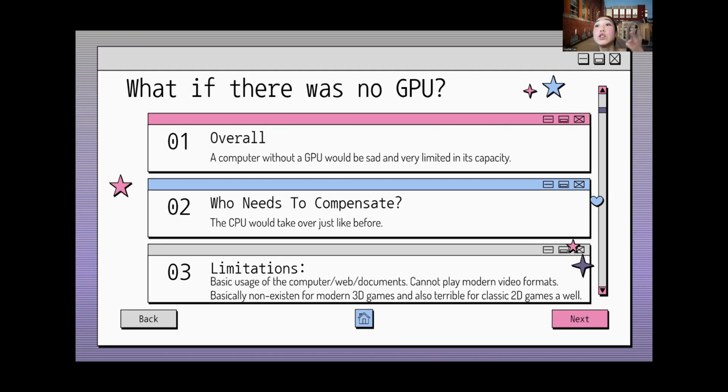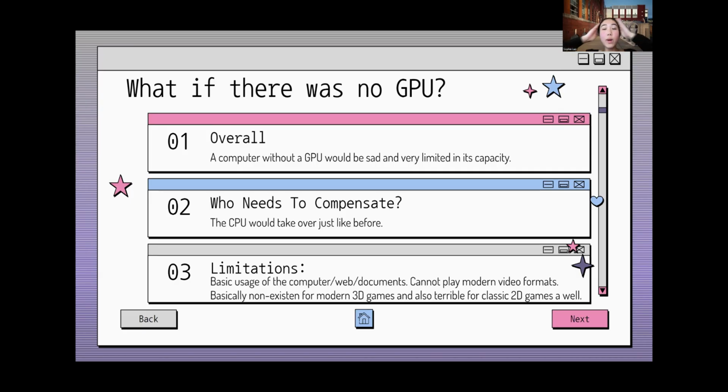So what if there was no GPU? Overall, the computer would not stand without the GPU. It'd be very sad, very stop motion-y, very pixely. You would not be happy. It would be very limited in its capacity. You would not be able to use your basic tools smoothly. Your mouse would be very shaky. Your basic desktop programs would not work. Documents would not flow as smoothly as they do.